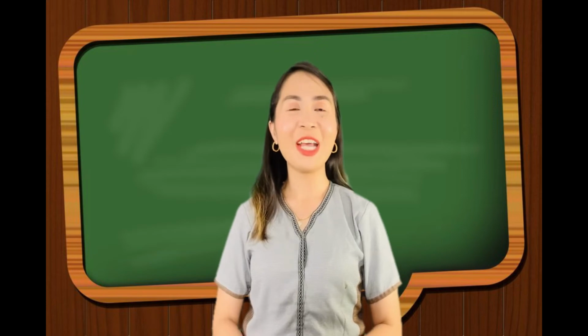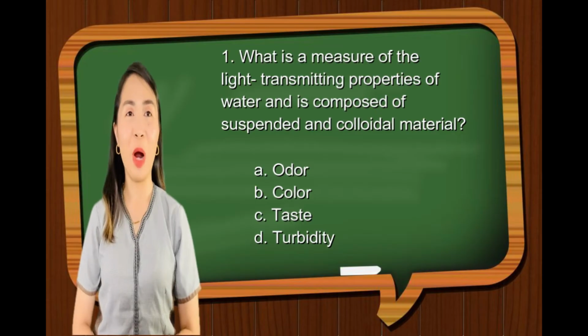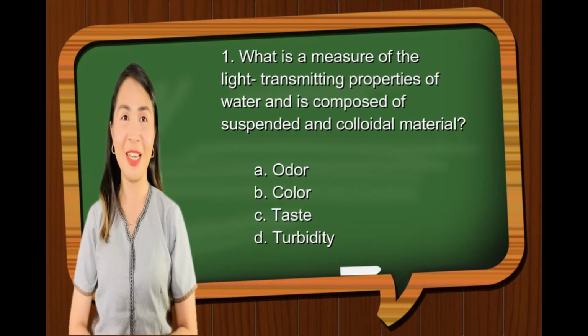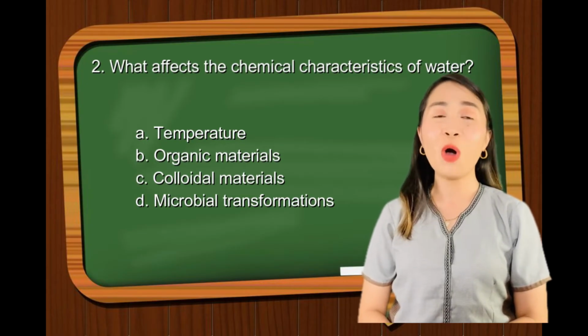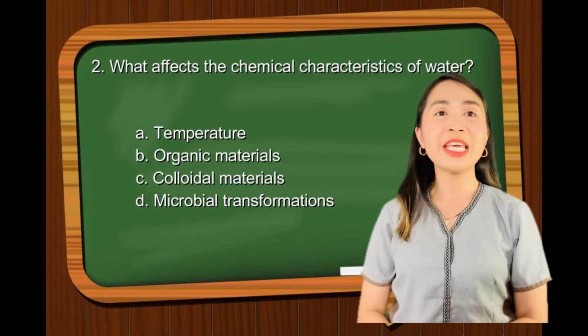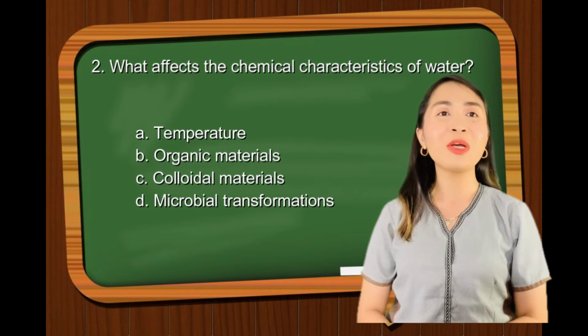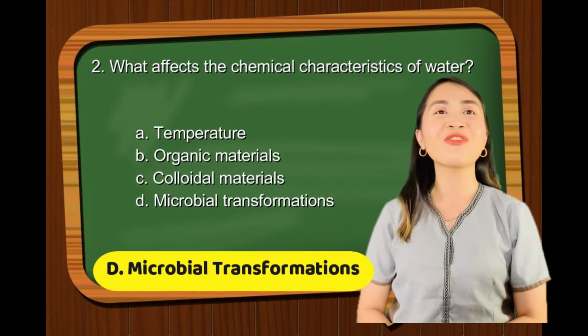Done? Let us check your answers. What is a measure of the light transmitting properties of water and is composed of suspended and colloidal material? A. Odor, B. Color, C. Taste, or D. Turbidity? The correct answer is turbidity. What affects the chemical characteristics of water? A. Temperature, B. Organic materials, C. Colloidal materials, or D. Microbial transformations. The correct answer is letter D. Microbial transformations.